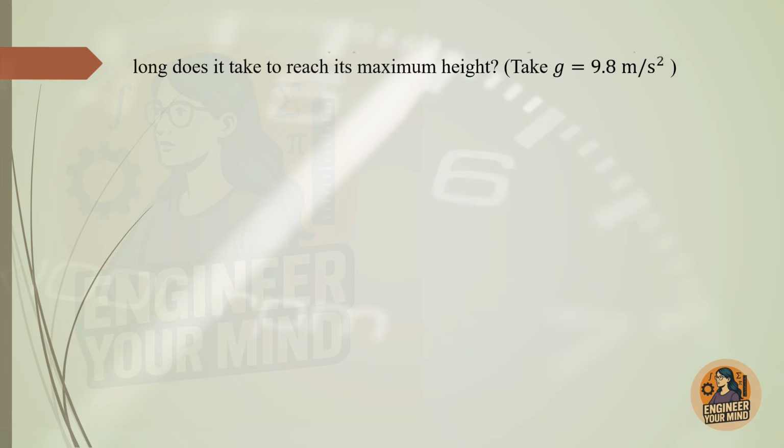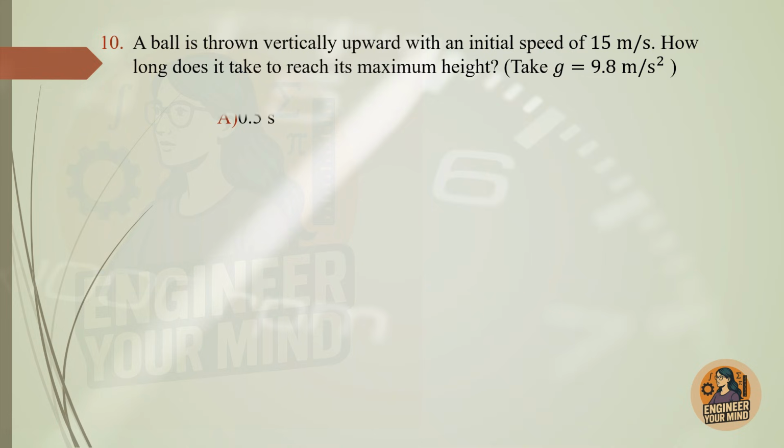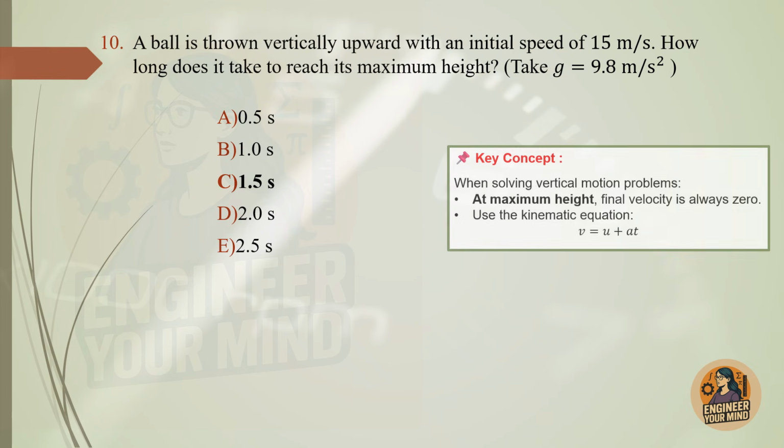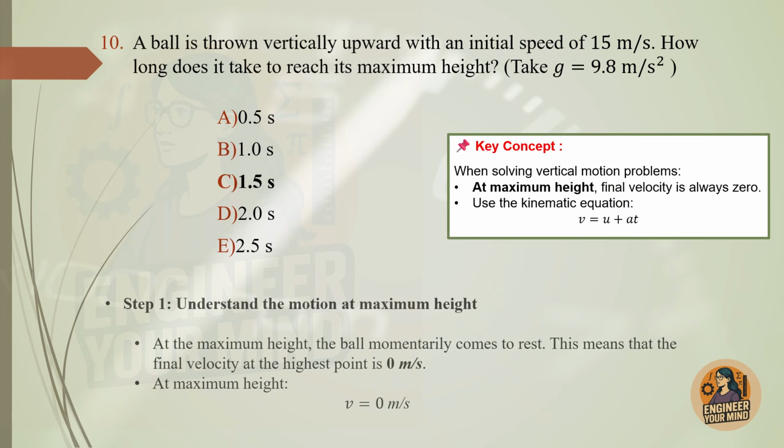Let's solve this physics question step by step. A ball is thrown vertically upward with an initial speed of 15 meters per second. We are asked to find how long it takes to reach its maximum height. Step 1. Understand the motion at maximum height. At maximum height, the ball momentarily comes to rest before it starts falling back down. This means the final velocity at the maximum height is 0. So, the final velocity v is 0 meters per second at the highest point.